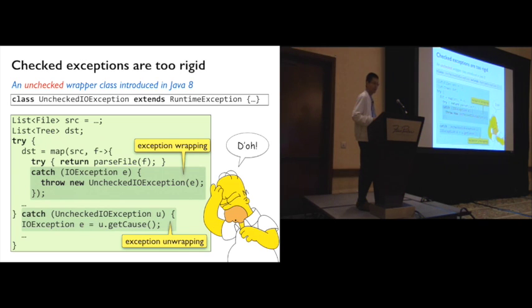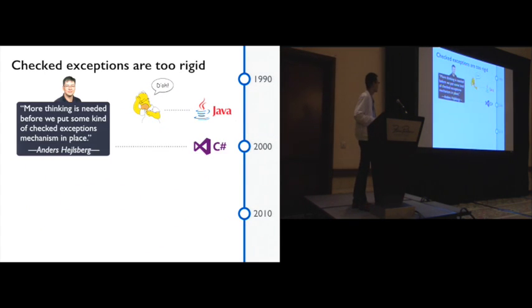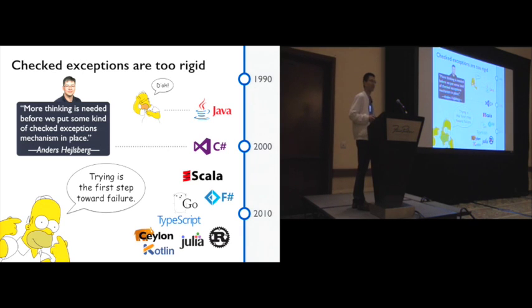The unpleasant experience with Java's checked exceptions is off-putting. To quote Anders Hejlsberg, the principal designer of C#, more thinking is needed before we put some kind of checked exceptions mechanism in place. But two decades of thinking has not turned out to be fruitful, as almost every programming language designed after Java has chosen not to include statically checked exceptions.